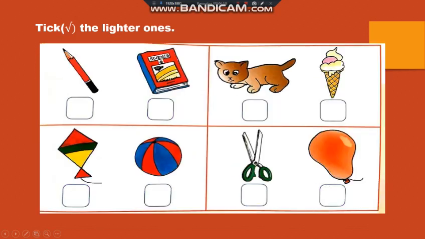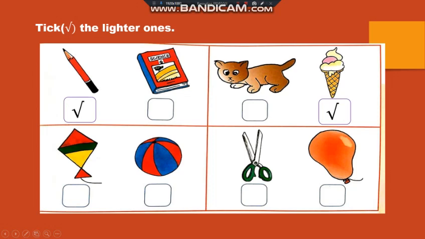The next pictures are shown to indicate lighter ones. Lighter means light in weight. First, a science book and a pencil. The pencil is lighter. Next picture, a cat and ice cream. The cat is heavier and the ice cream is lighter.